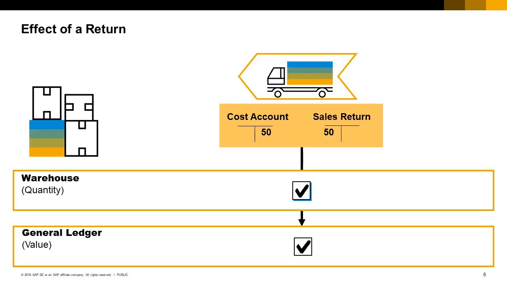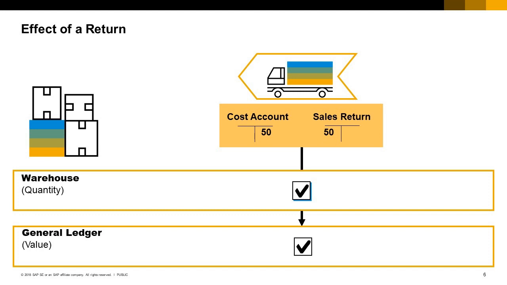When you add a return document, the return document increases the quantity in the warehouse by the quantity of the returned item. The system also creates a journal entry that posts the value of the returned goods to the debit side of a sales returns account and to the credit side of the cost account. The value of the returned goods is not posted back to the original stock account in order to keep it separate from the value of the undamaged goods.